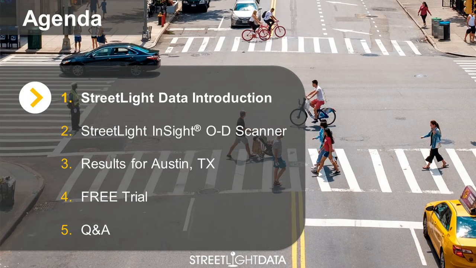We are going to cover a few different topics in the webinar over the next hour. I will start with an introduction to StreetLight Data and then jump into our StreetLight InSight OD scanner and share with you some results we found in the Austin, Texas area. We'll then talk about how all of you can get a free trial of the OD scanner. And last but not least, we will leave plenty of time for Q&A. And like Tally mentioned, please use the question function of WebEx, and we'll be compiling those questions throughout the course of the webinar and then make sure to answer all of them at the end. So thanks again for joining, and let's dive right in.